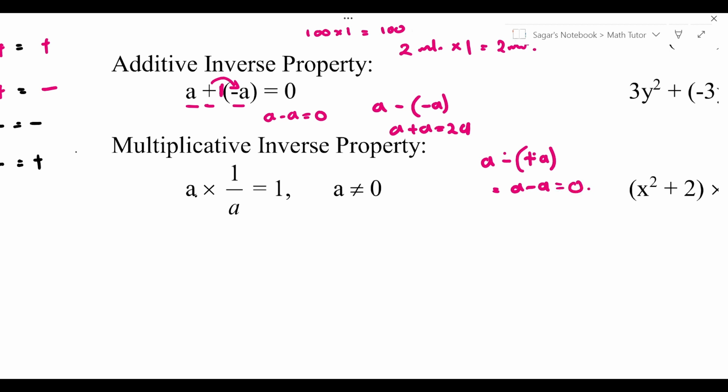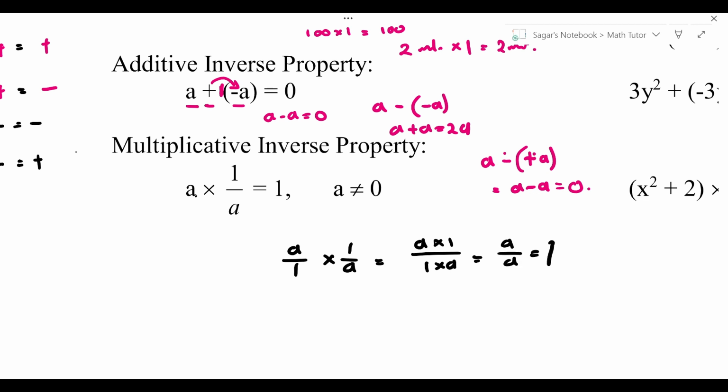Then the final one, the multiplicative inverse property. This is A all over 1 multiplied by 1 all over A. And so we have A times 1 all over 1 times A, and this is A all over A, which is 1.